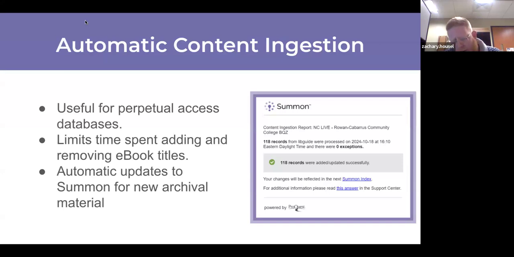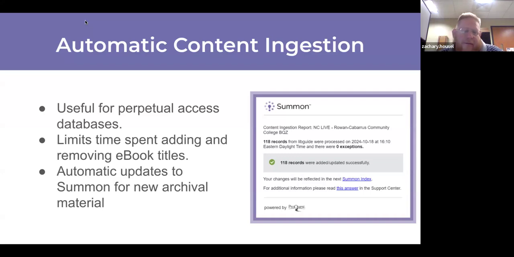Another thing we did was we made individual repositories in Summon for our archive material. Whenever a new archival item gets placed in the system, it's automatically updated every day. So every day I get this little Summon ingestion report, and it tells me how many records went in and if there were any exceptions. If there's an exception, you just have to go into Summon and isolate it and see why it's not working, and it's really rare.